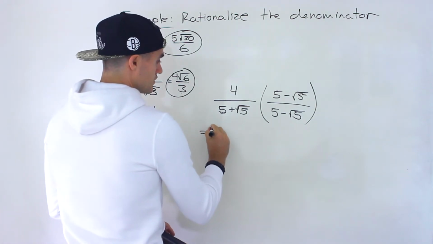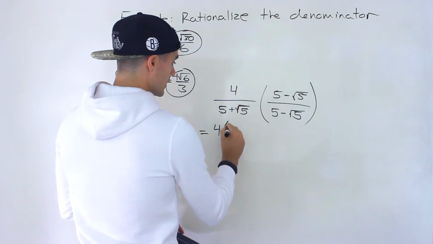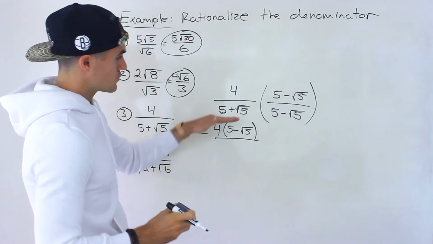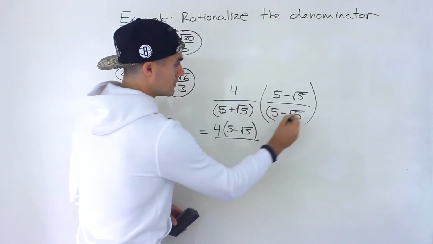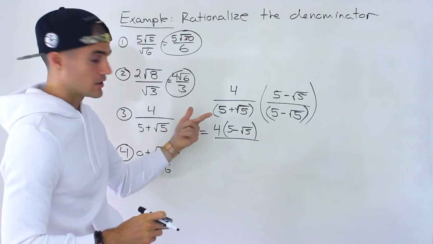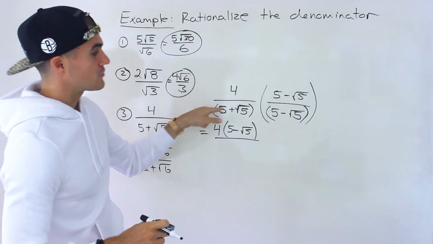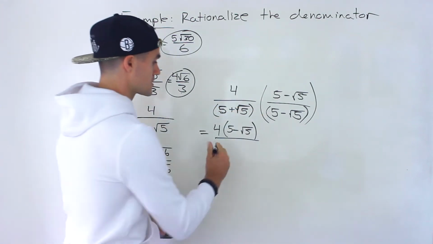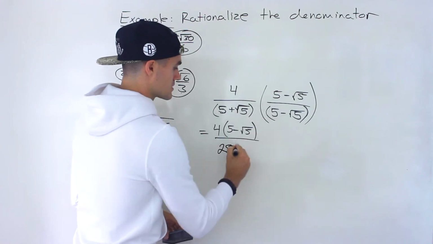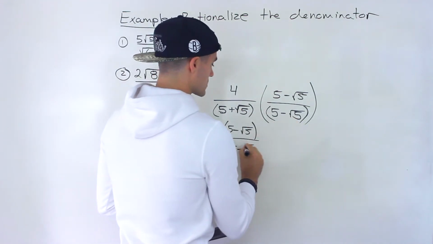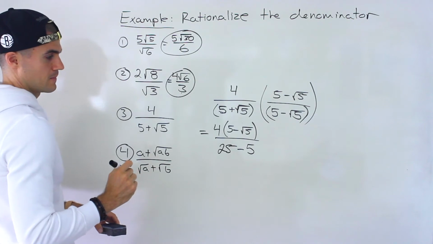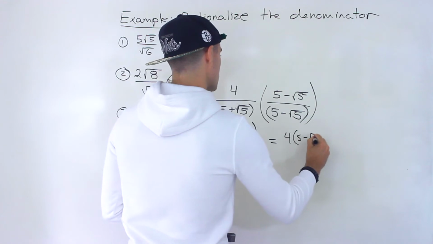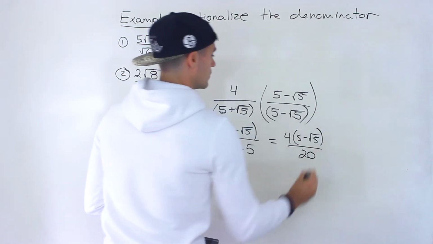And what that allows us to do is, in the numerator, let's keep those 2 terms separate for now. But then over here, because we're multiplying by the conjugate, as we've shown in previous videos, we just have to multiply the ends. So 5 times 5 would give us 25. This is always going to be a minus, and then root 5 times root 5 would give us a 5, like that. And so from here, we would end up with 4 times 5 minus root 5 all over 20.